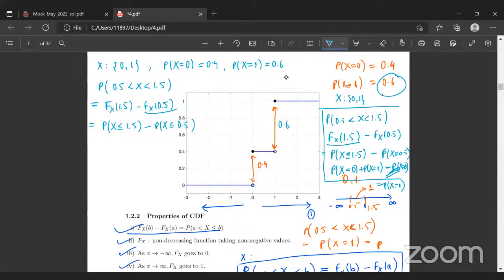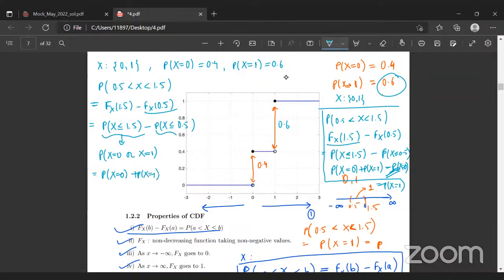So if I am writing that X is less than or equal to 1.5, X can take both the values, either 0 or 1. So for this, we will have to add both the probabilities. In this case, the probability can be either X equal to 0 or X equal to 1. It means this is probability X equal to 0 plus probability X equal to 1.